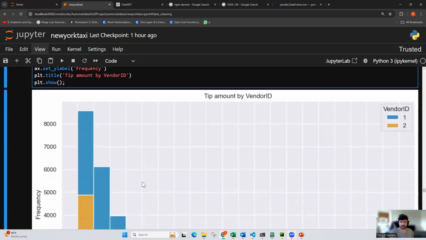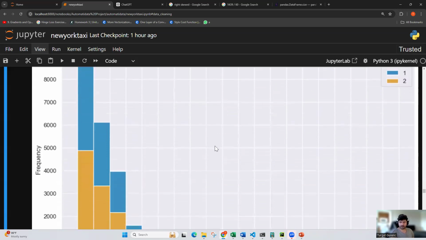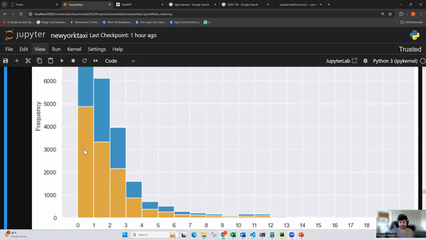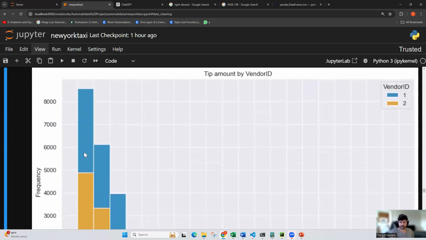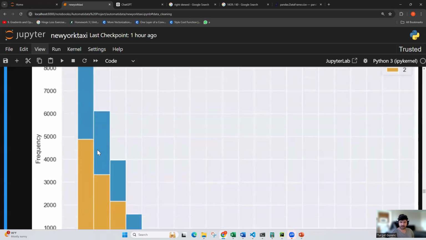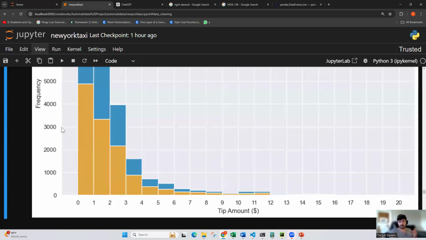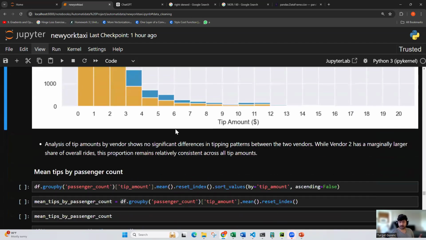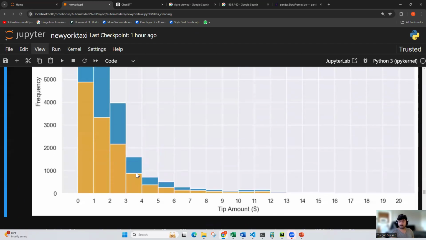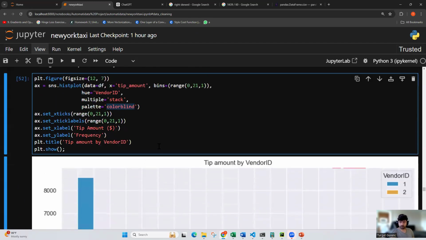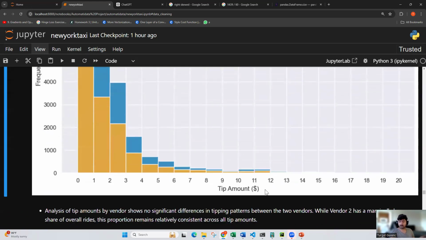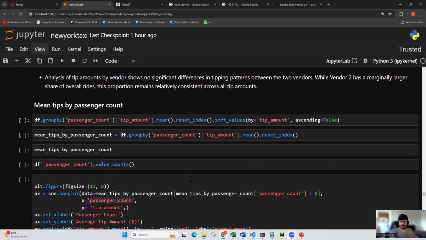So for example, for vendor IDs we are looking at, it seems really consistent with each vendor, but it seems vendor two is a little bit higher than the first one. This is the other observation. And of course, when you are making a visualization, just add descriptive labels on each axis, right? This one is frequency, right? This one is the tip amount. We are just comparing the tip amount. It's a dollar sign, right? This is how you can present your report.